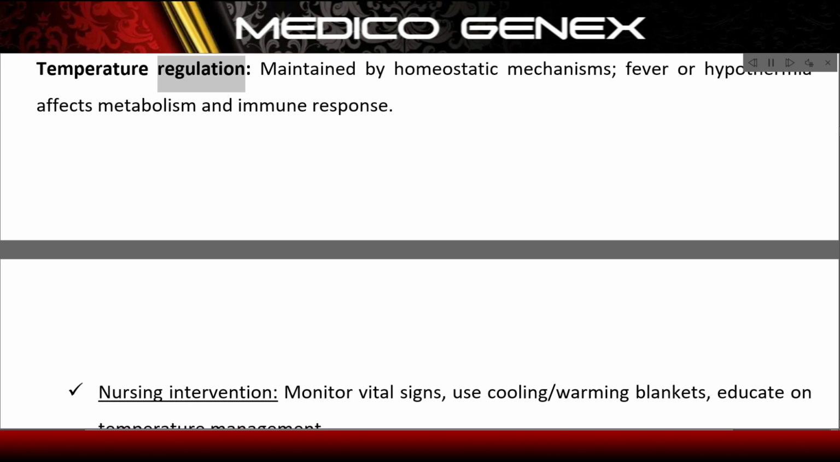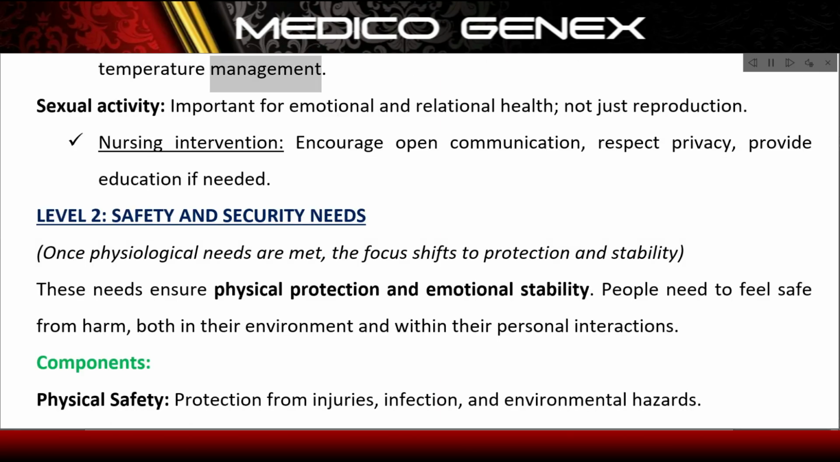Temperature regulation, maintained by homeostatic mechanisms. Fever or hypothermia affects metabolism and immune response. Nursing intervention: monitor vital signs, use cooling/warming blankets, educate on temperature management. Sexual activity, important for emotional and relational health, not just reproduction. Nursing intervention: encourage open communication, respect privacy, provide education if needed.